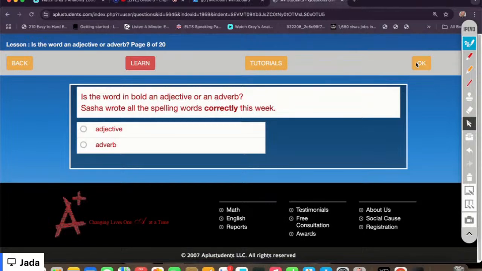Sasha wrote all the spelling words correctly this week. So correctly would be what? An adverb.